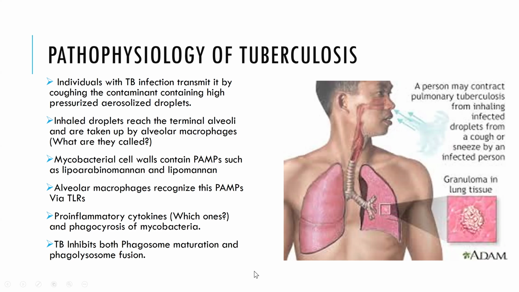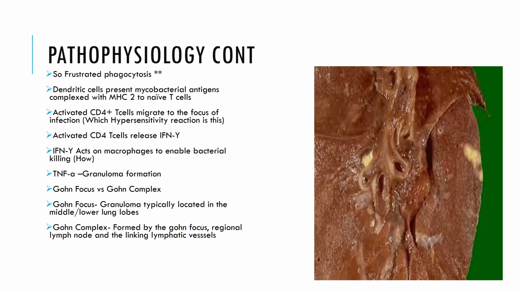And then there's phagocytosis of mycobacteria. But if you remember, TB, among other infections, has a way of resisting or avoiding death by phagocytosis. They do this by inhibiting both phagosome maturation and the formation, or fusion, of the phagolysosome. At the end of the day, the result is frustrated phagocytosis.